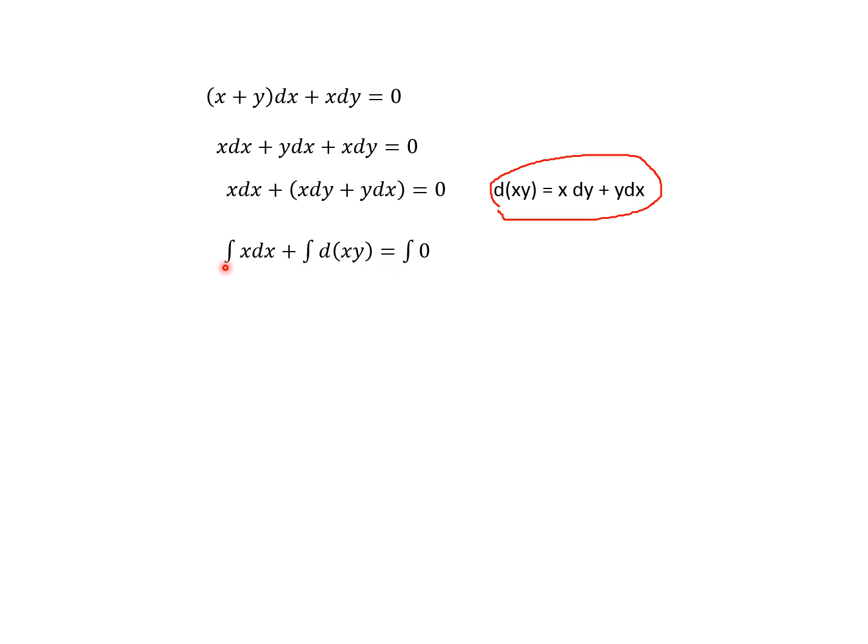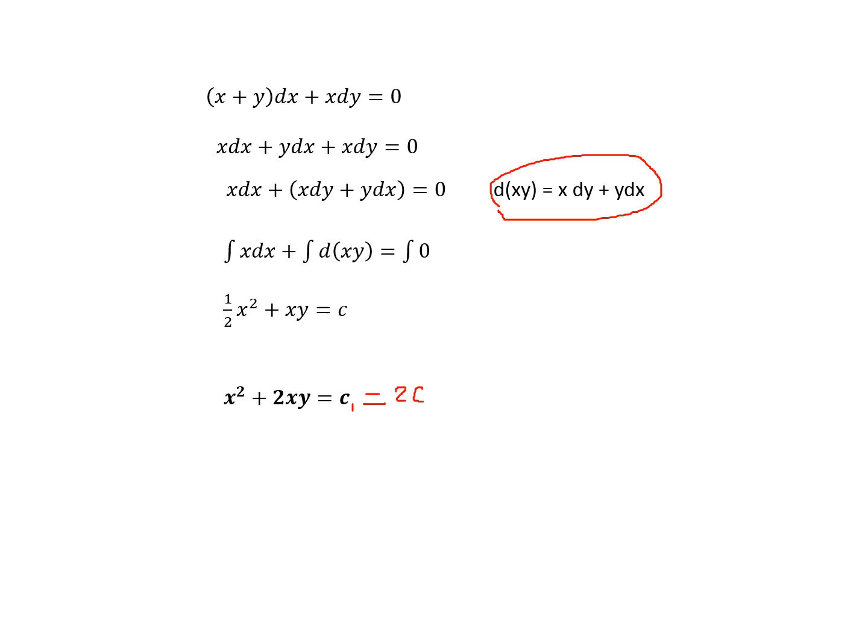And finally, you can integrate. The integral is 1/2 x² + xy = c. Multiplying by 2, you have x² + 2xy = another constant, it's 2c, which is just equated to another constant. Let's call that c₁, where c₁ is just equal to 2c.